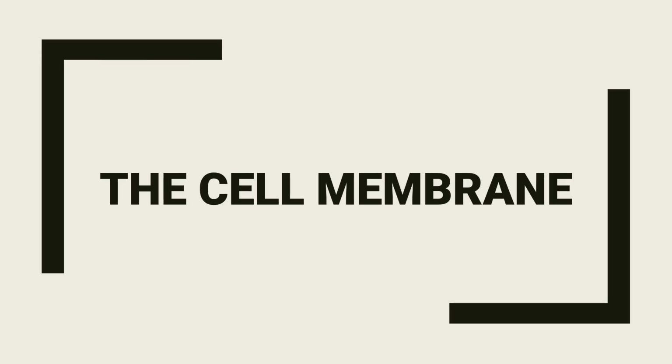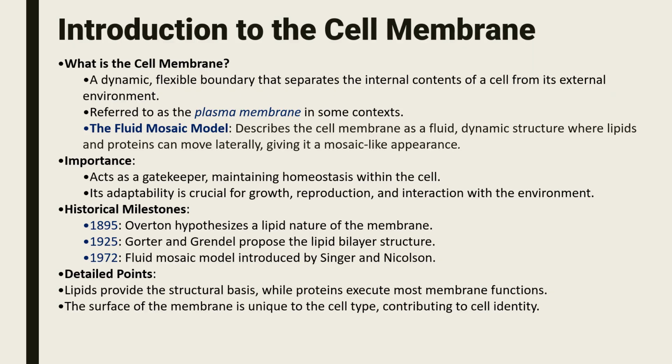The cell membrane. Introduction to the cell membrane. What is the cell membrane? The cell membrane is a dynamic, flexible boundary that separates the internal contents of a cell from its external environment. Usually, in the plant cell, the cell membrane is the second outermost layer, while in the animal cell, it is the outermost. It is also referred to as the plasma membrane in some contexts.